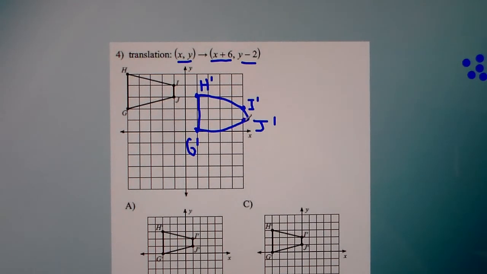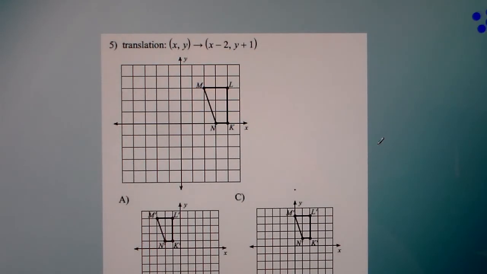So then we compare our answer with the multiple choice that we have. What we have here in blue is the picture we're going to be looking for. Number 5.